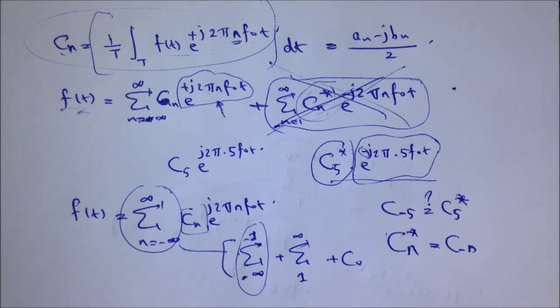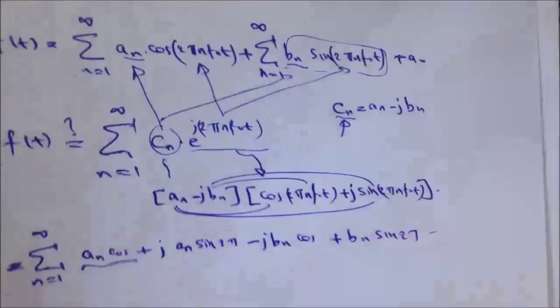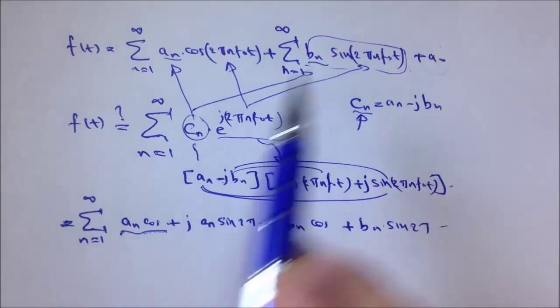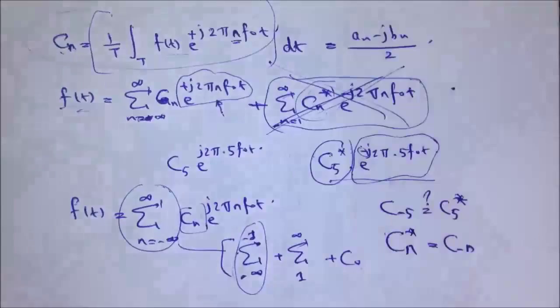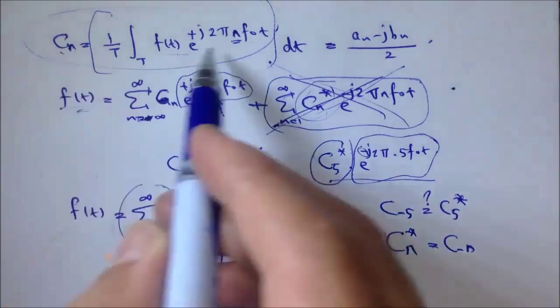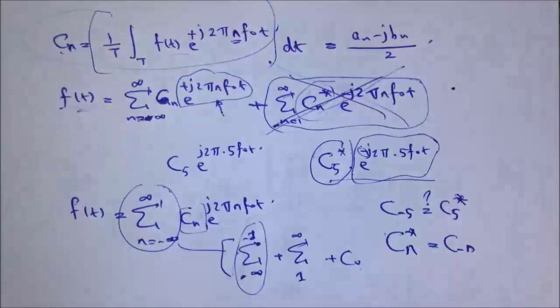We also shouldn't forget c naught. You can see in the original synthesizing formula we have a naught. Okay, you can see that c naught is equivalent to a naught from the definition over here. So this is another advantage for the complex form. It unifies a single formula for all the values of coefficients.